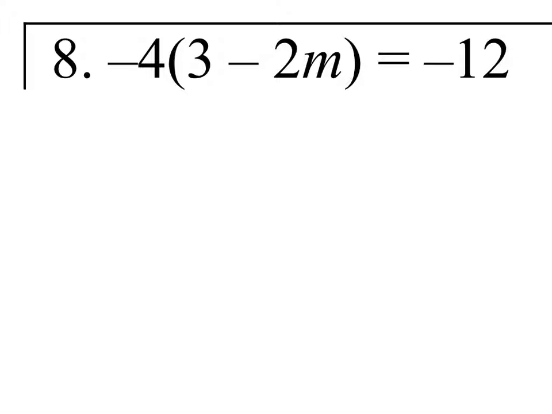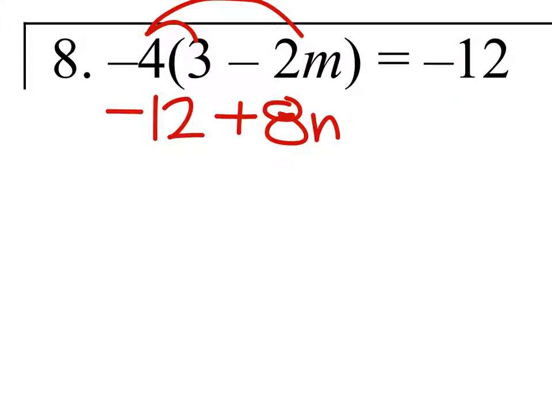So let's look at this again. First thing I want to do is to distribute this negative 4. I'm going to take that negative 4 and distribute it into the parentheses, which again is just multiplication, so negative 4 times 3 is negative 12. Negative 4 times negative 2m becomes a positive 8m right there. And this should equal negative 12.